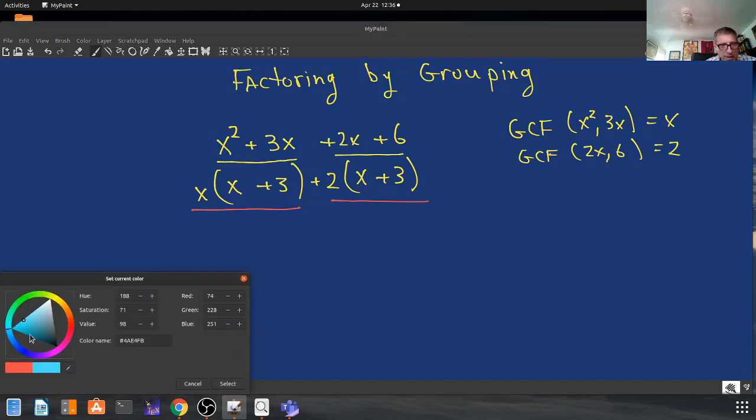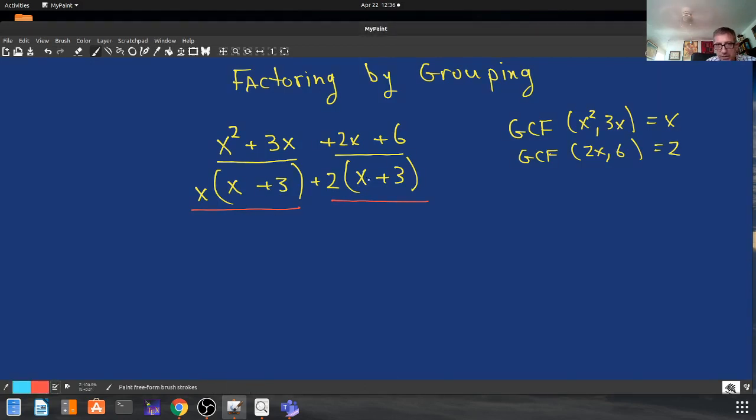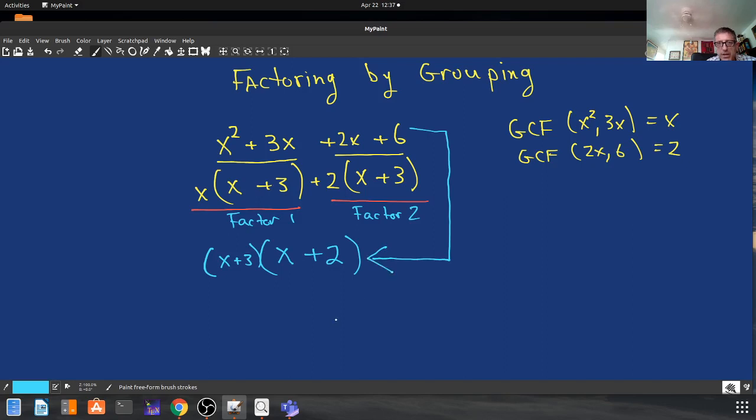So I'm going to pull out my x plus 3 term because it's the only thing that is the same in both of these two factors. So this is factor 1, and this is factor 2. And the only common factor is the factor of x plus 3. So I'm going to pull out my x plus 3. And x times x plus 3 divided by x plus 3 just leaves me an x. And 2 times x plus 3 divided by x plus 3 just leaves me a 2. So I was able to factor this by grouping.